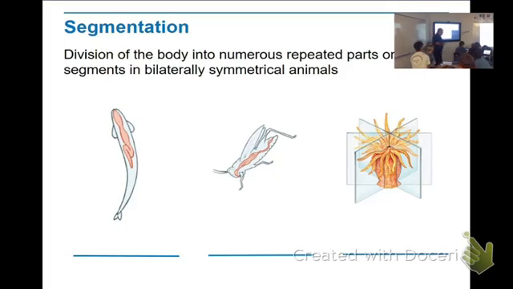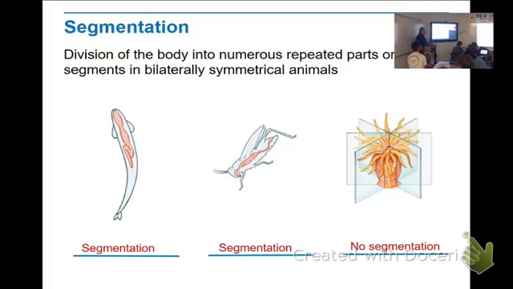Like us. We have appendages, legs and arms. We have a torso. We have a head, right? A grasshopper, he's got a head, a chest area, and a tail, doesn't he? We call abdomens. So they're divided into sections. So these two guys on the left are segmented.